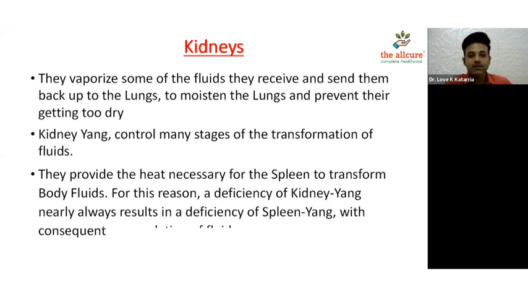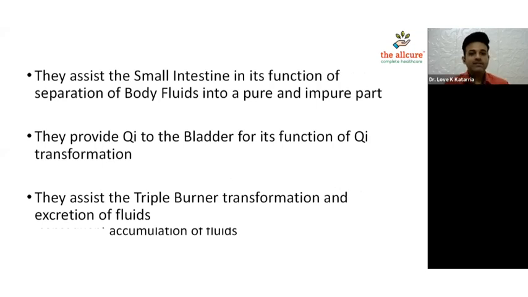So in the long run, it can start with kidney yang deficiency, and in the long run it will lead to spleen yang deficiency, or you are having spleen yang deficiency initially, and in the long run kidney yang deficiency can happen. Both can happen. It can happen either way. They assist the small intestine in its function of separation of body fluids into pure and impure parts. So the small intestine is again dependent on kidney yang. They provide chi to the bladder for its function of chi transformation, and the triple burner is also receiving energy from kidney yang.